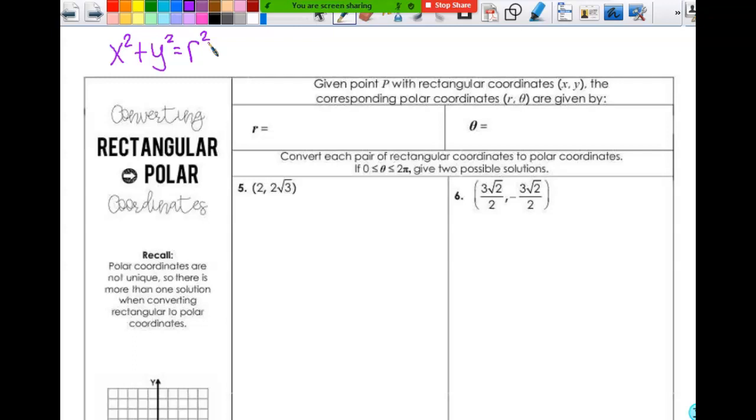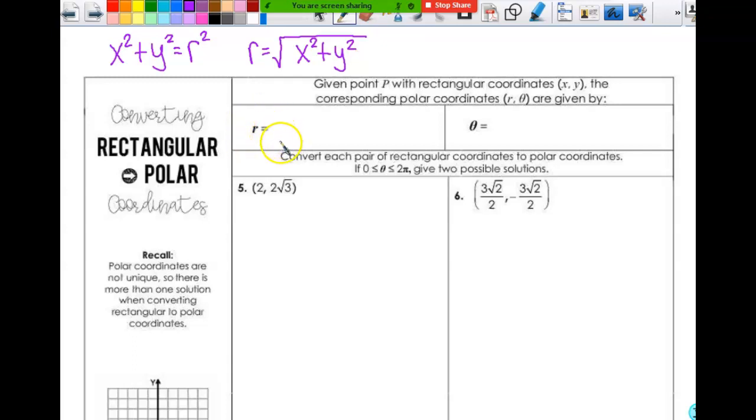Now, every time we take the square root of both sides, what are we supposed to make sure we do? Plus or minus. On this one, though, r is the radius. The radius is always positive, so I don't have to do it on this one. That's the only reason it's not happening. So here, r is equal to the square root of x squared plus y squared. Will that become r equals x plus y? No way. That makes no sense, right? So that is your r.